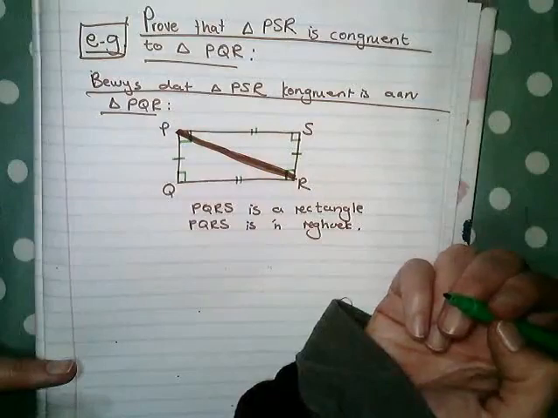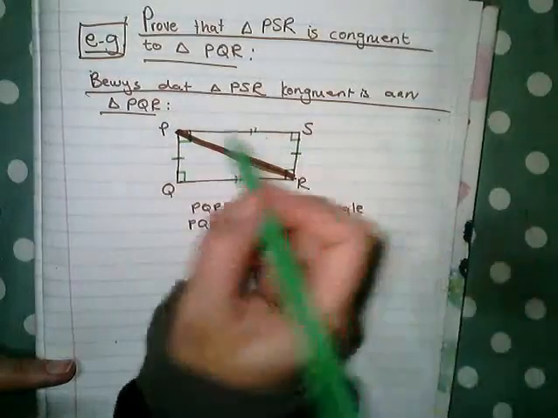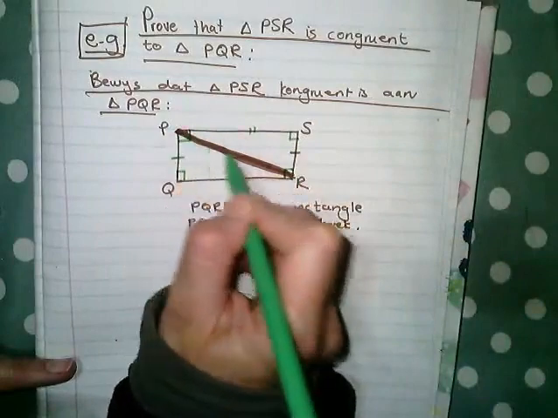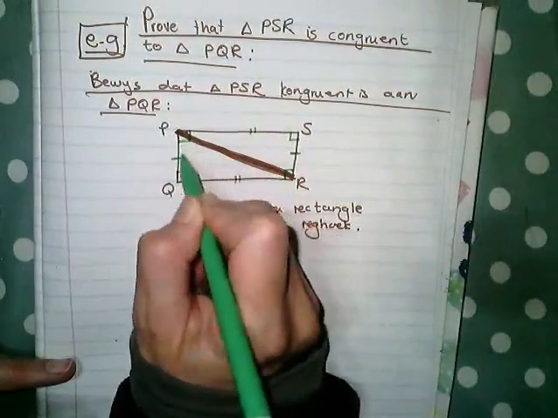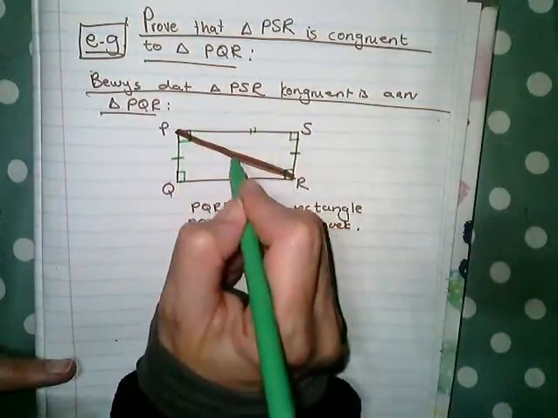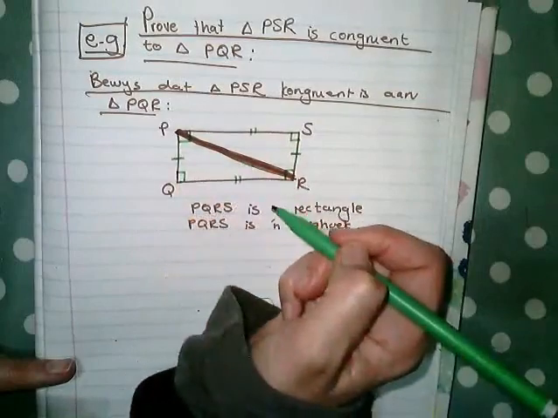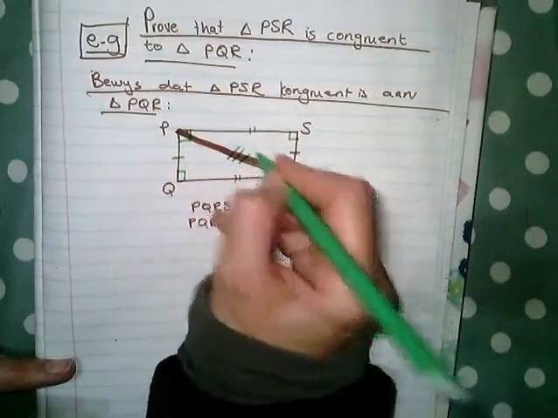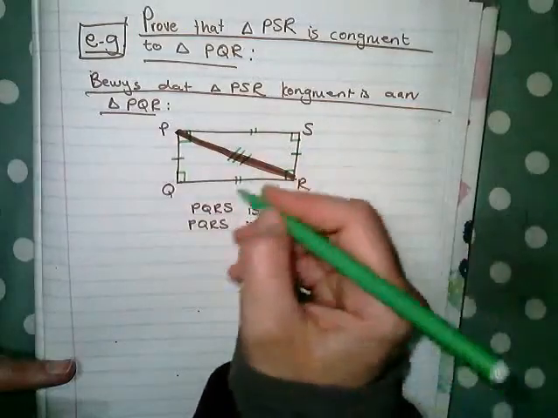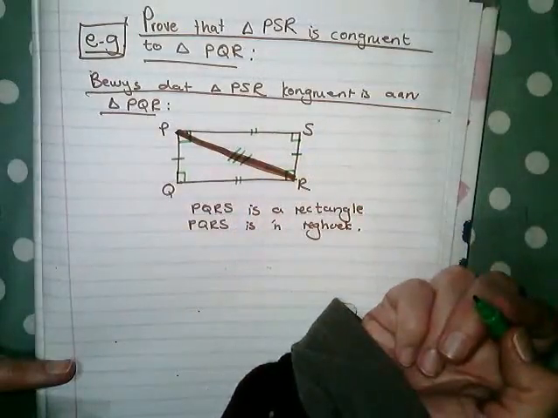Alright? But that triangle and this triangle share this line. So this line is the same length for both triangles, obviously. Okay.